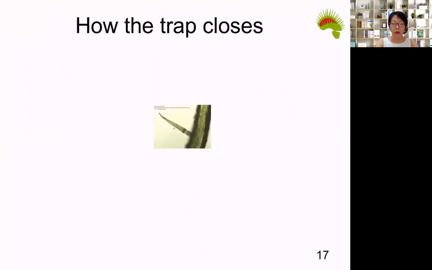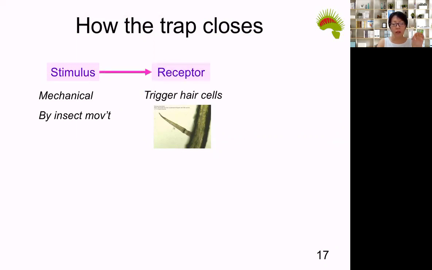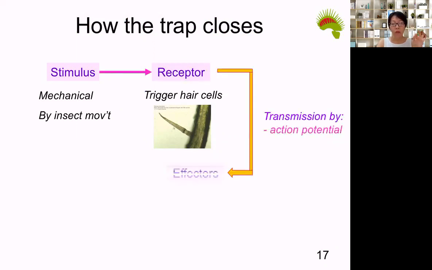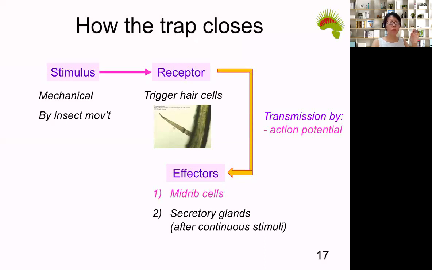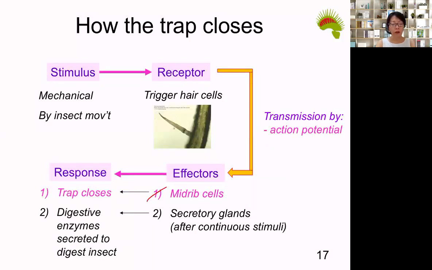Okay. So how the trap closes, step one, stimulus: due to mechanical movement of the insect that touches the receptor, which is the trigger hair cells or sensory cells, and that will cause action potential to be transmitted from cell to cell, okay, from the trigger hair cell along the rest of the cells until they reach the effector. Effector is the midrib cells. Okay, we look at midrib cell first, and then the response is the trap closes.